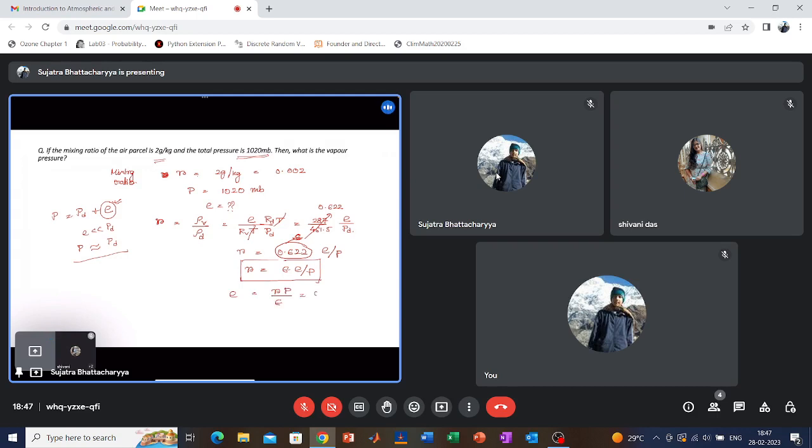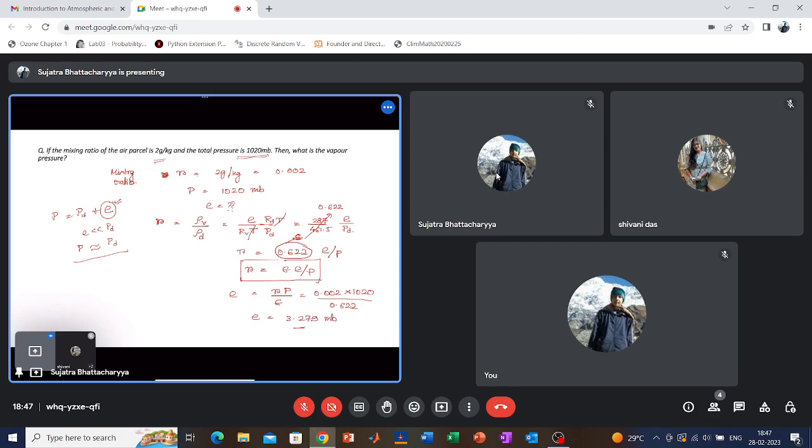So what is R? 0.002. What is your P? 1020. Don't need to convert the millibars into pascals, because ultimately the E will come in millibars. It's fine. Divided by 0.622. Now if we calculate it, it will come around 3.279 millibar.